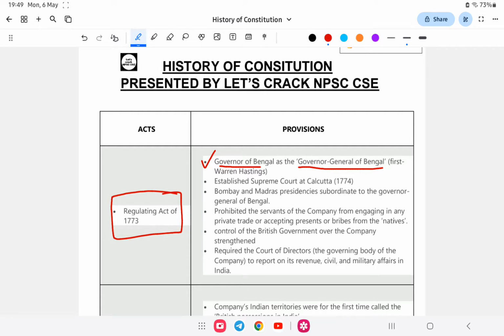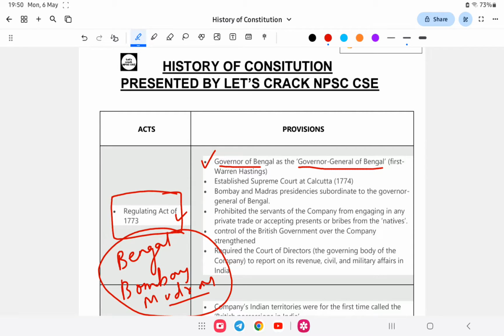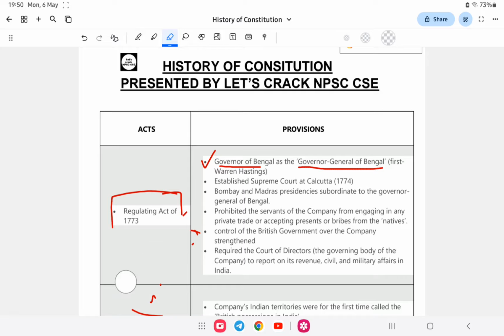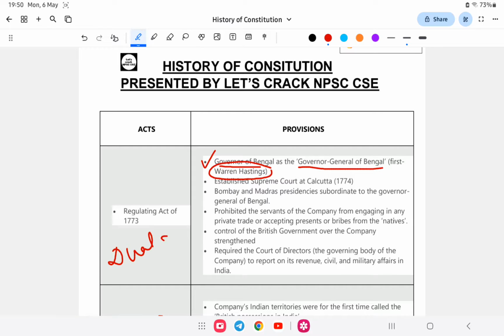Before 1773, there were three governors: of Bengal, of Bombay, and of Madras. After the Regulating Act of 1773, the Governor of Bengal became the Governor General of Bengal, and the first Governor General of Bengal was Warren Hastings. Warren Hastings ended the dual system.